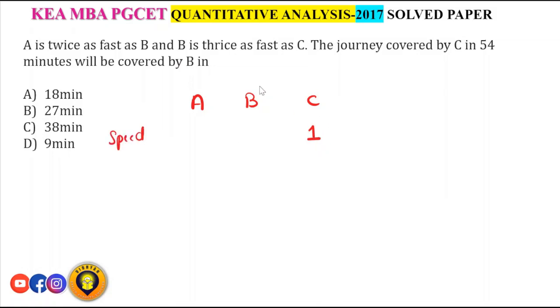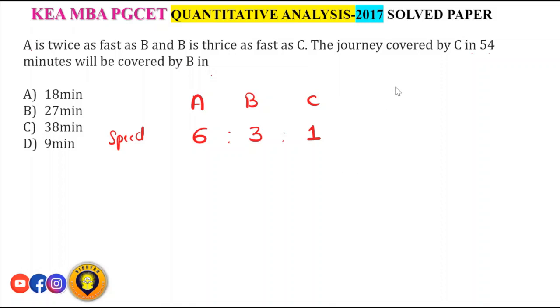If C's speed is 1 unit, B is thrice as fast as C. That means B's speed will be 3 units. And A is twice as fast as B. If B is 3, A is twice as fast as B, that means A's speed will be 6. A's unit is 6. So this is the speed ratio. The journey covered by C in 54 minutes will be covered by B in how much time?